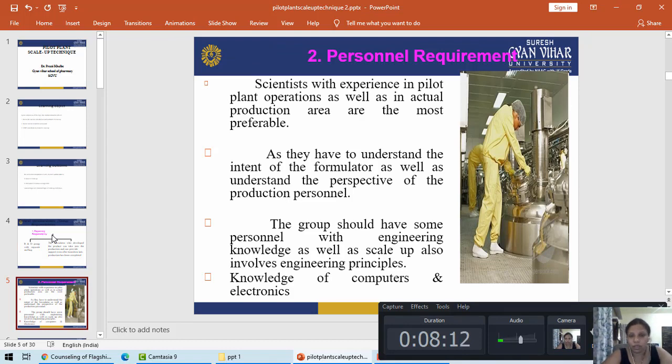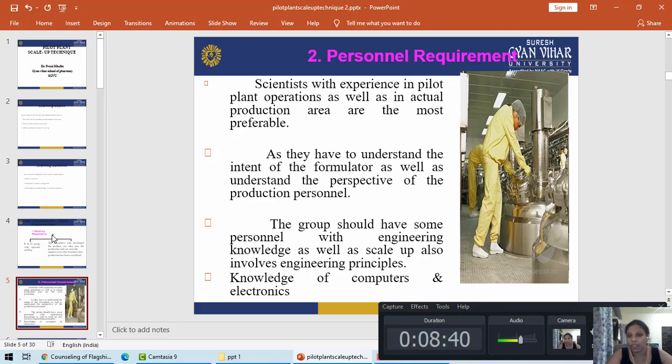The second one is personnel requirement. You can see the slide here. You can see one person involved in the manufacturing of a formulation. This is a picture from inside a company, and I have taken this picture from the internet.